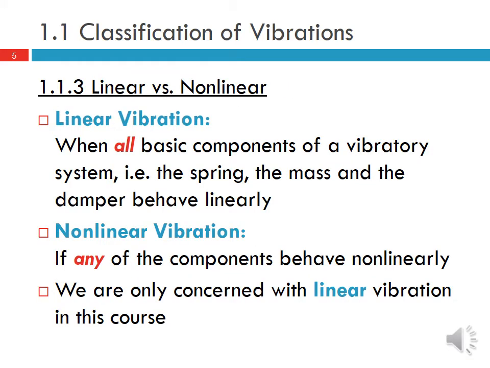Another important classification is linear versus nonlinear systems. Linear vibration is when all basic components of a vibratory system, so the spring, the mass, and the damper, etc., behave linearly. In a nonlinear system, if any of the components behave nonlinearly, then we have a nonlinear system. So we're concerned only with linear vibration in this course.